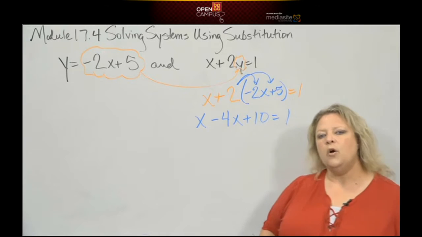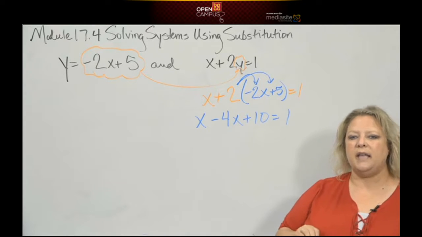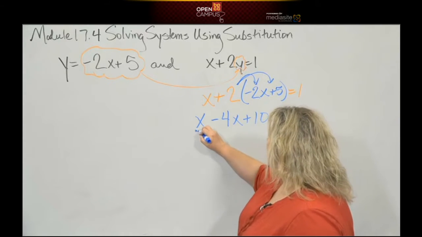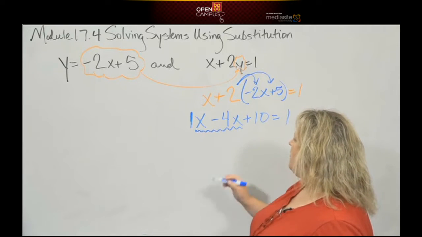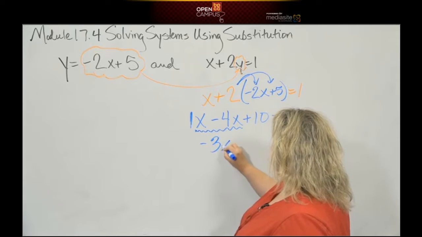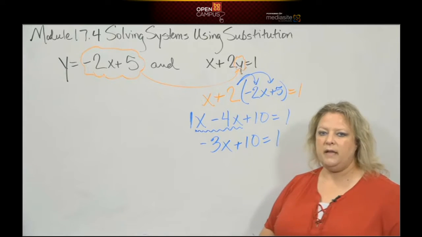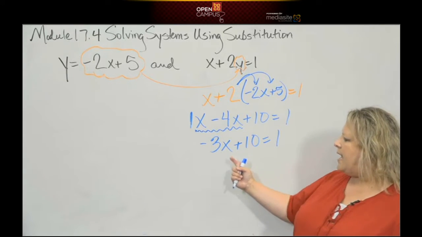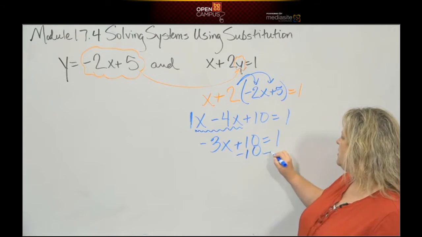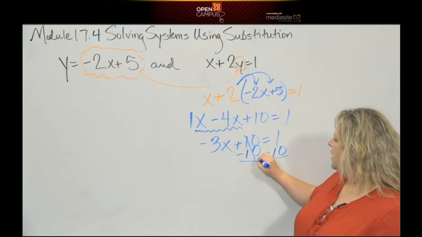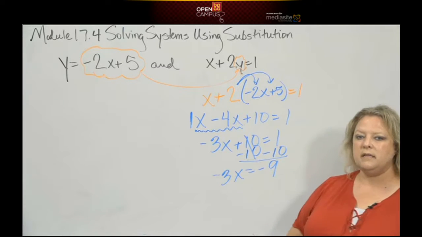Okay? Once you get rid of your parentheses, what's the next thing that you do? Combine like terms. So let's do that. I have like terms right here. I have my understood 1, 1x, and a negative 4x makes negative 3x plus 10 equals 1. Okay? Now I have to get my x by itself. So I'm going to move that 10 over by doing the opposite, which is subtraction. And I get negative 3x is equal to negative 9, right?